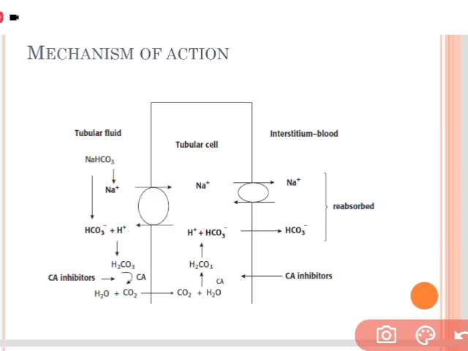And because of that, in the DCT, the distal convoluted tubule, sodium potassium exchange leads to loss of more and more potassium, and the net effect is loss of sodium, loss of potassium, loss of bicarbonate ion in the urine, and that will result in alkaline urine.